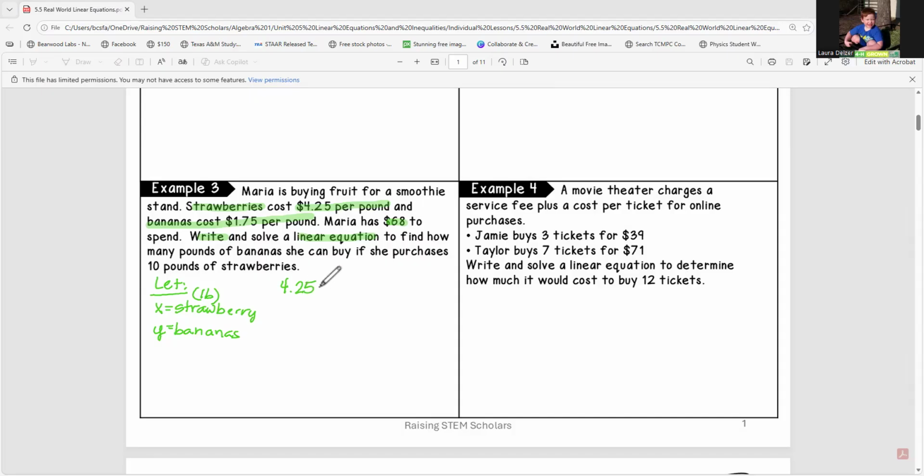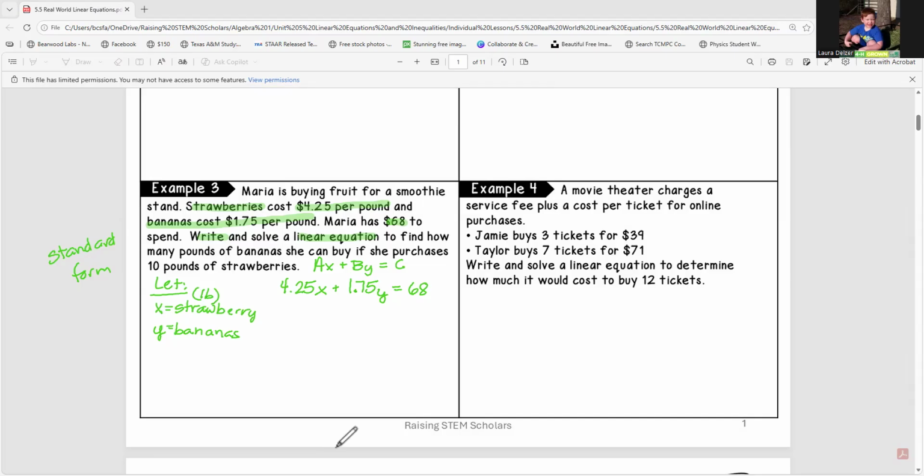So the easiest thing here in this case is we're going to have $4.25 times every pound of strawberries plus $1.75 times the number of pounds of bananas, and that's going to add up to 68. When we write it this way, it is very clear the only way to write this is in standard form. Your Ax plus By equals C. Okay, so we used standard form for this. And you can see with the three examples how each one looks a little bit different for how you're going to write it.